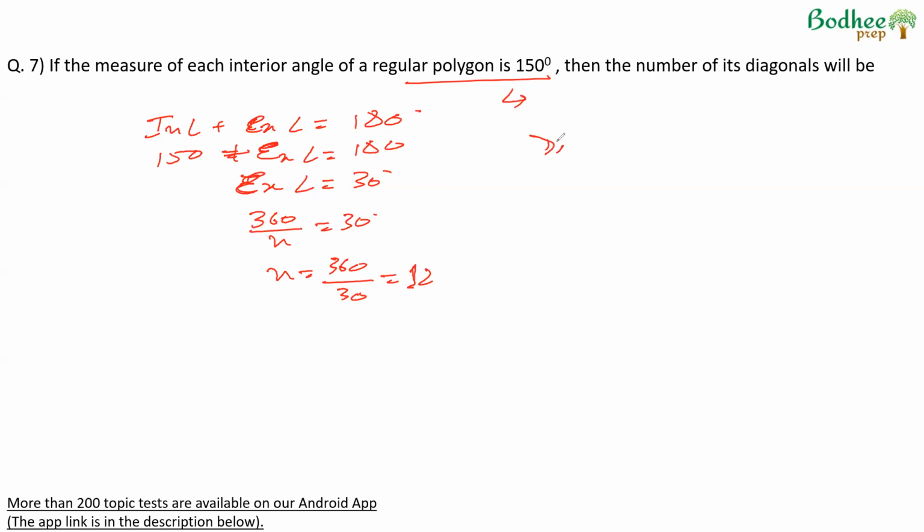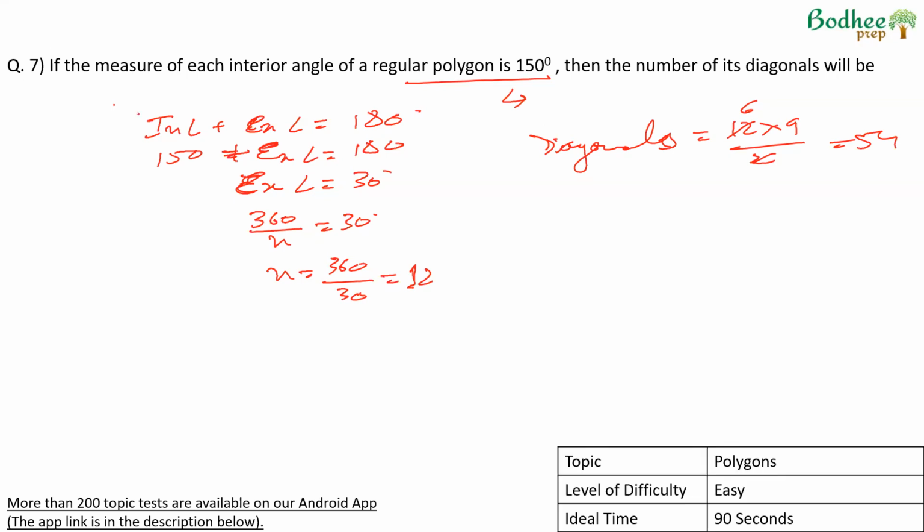What is the number of diagonals? Diagonals in a 12-sided polygon will simply be n into n minus 3 by 2, or 12 into 9 by 2. 54 becomes my answer. Again, two formulas to be put in and solved. Easy question, about a minute and a half to solve.